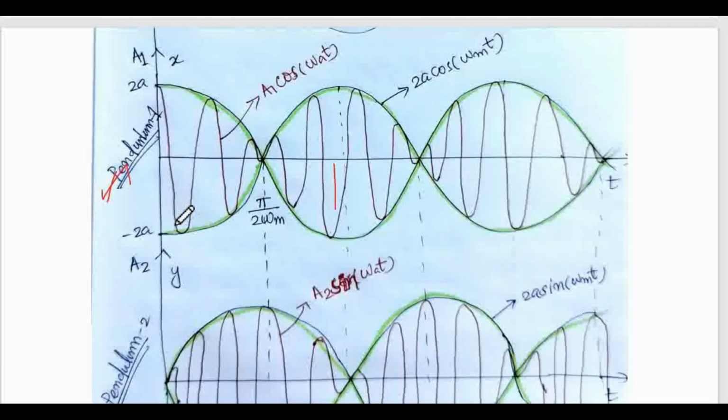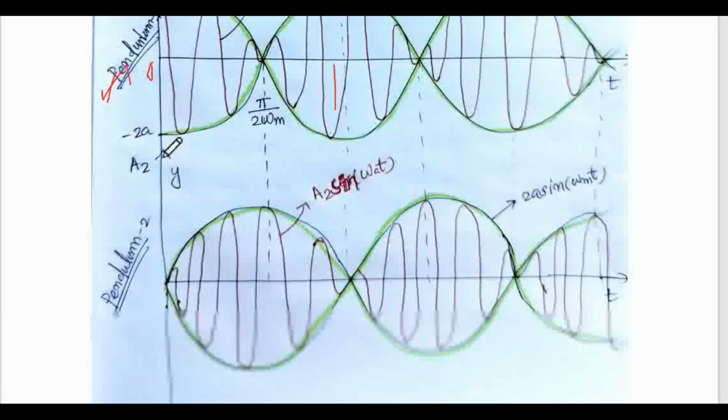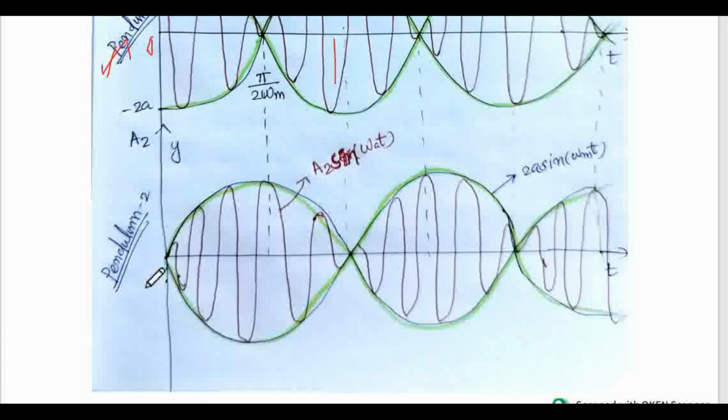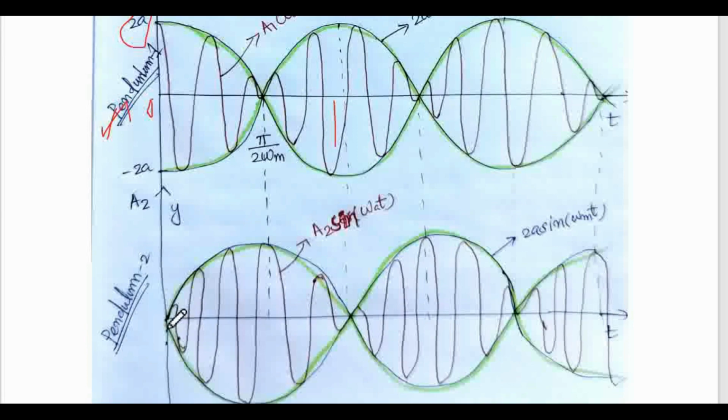If you see that for the first pendulum, the amplitude at t equal to 0 is at maximum, that is at 2a. And at that particular time, t equal to 0, the second pendulum has an amplitude of 0.